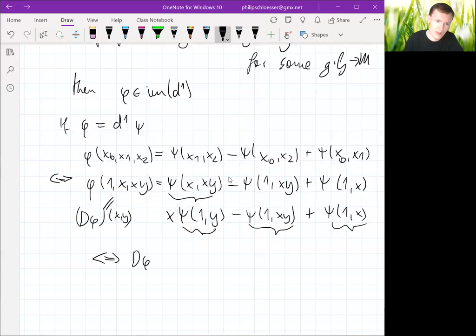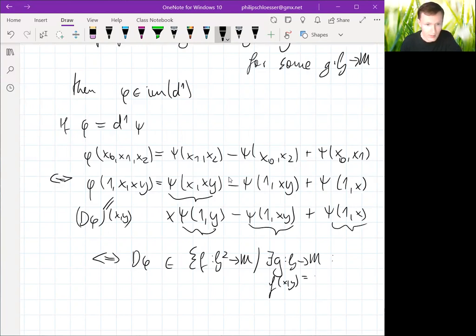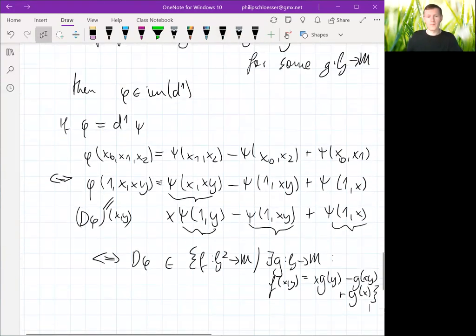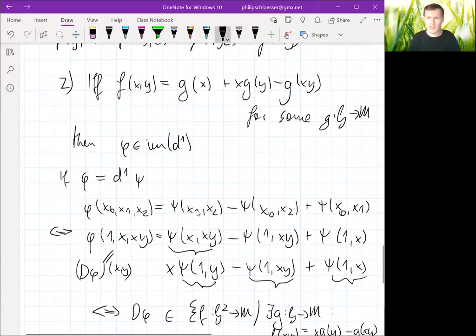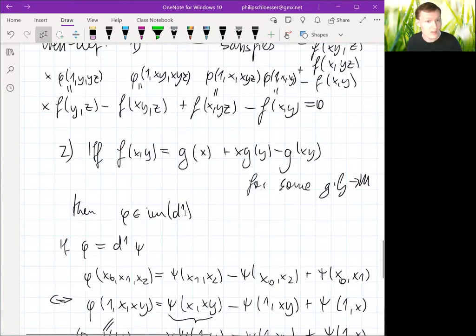So this is equivalent to d phi being in the set of those f for which there exists g such that f of x and y is equal to x g y minus g x y plus g x. So that shows that our map is well defined and surjective and injective.